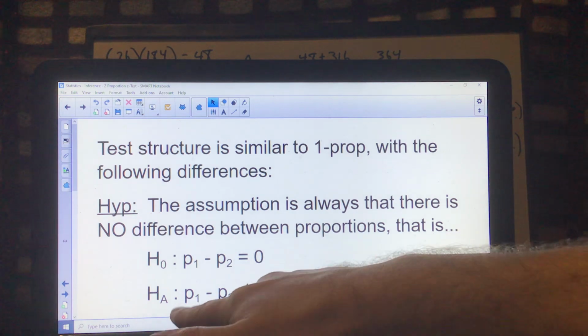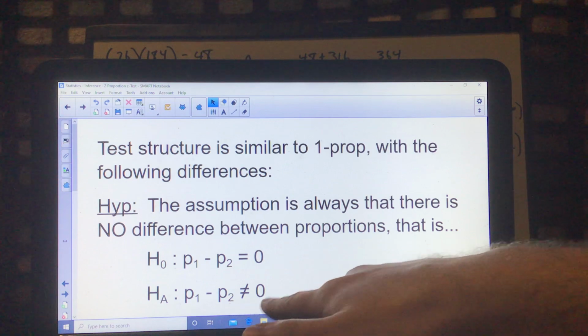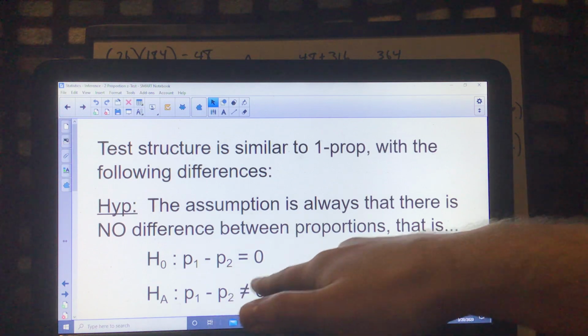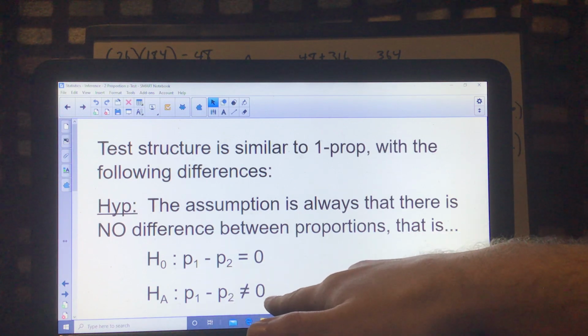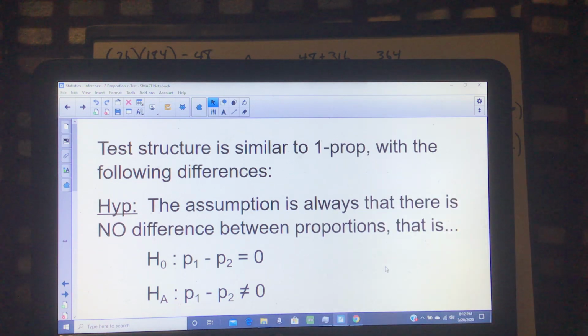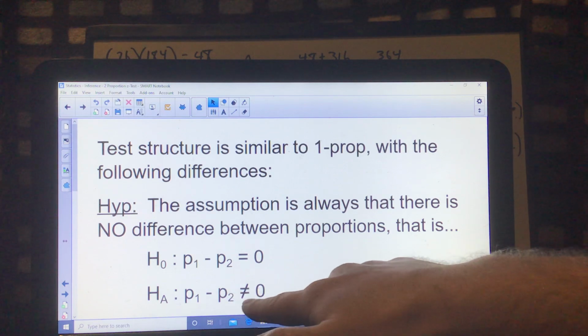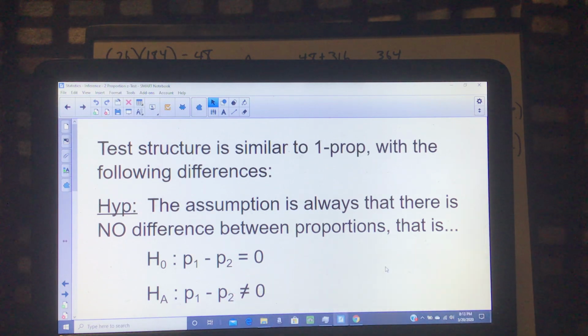So my alternative would be that P1 minus P2 would not be zero, meaning that it would be some positive or negative difference. Now, you can do a one-sided or two-sided test on this. If you do a two-sided test, which this calls for, because they're just asking, are the two numbers different or are they the same? If they're just in general different, we're going to look at both sides. We're going to just put it's not equal because we care about whether it increased or decreased.